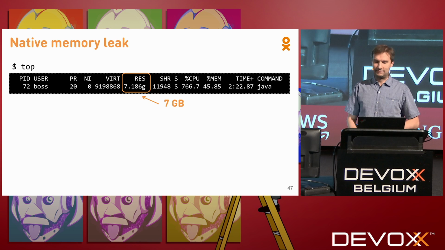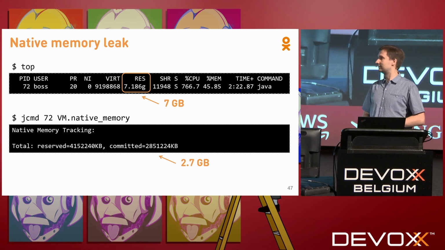Okay, but now we already know about native memory tracking, so let's examine the process with NMT. But NMT says that the total committed memory is less than 3 gigabytes. So somebody must be lying.